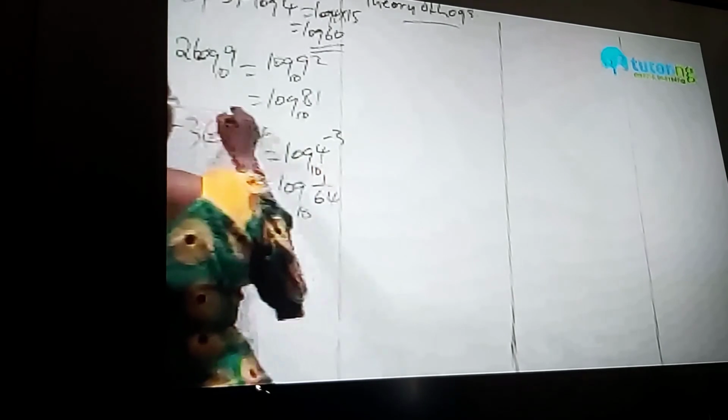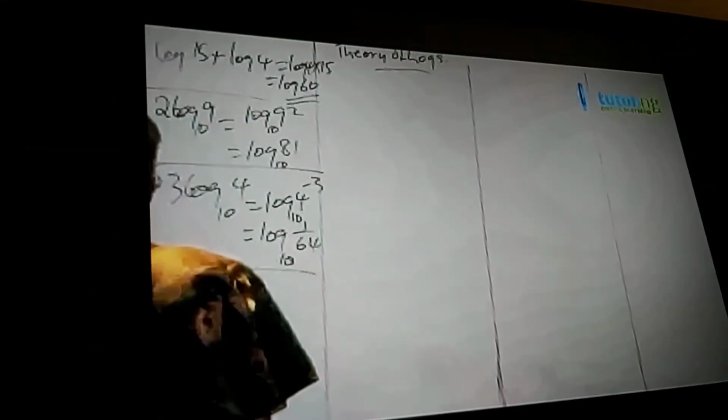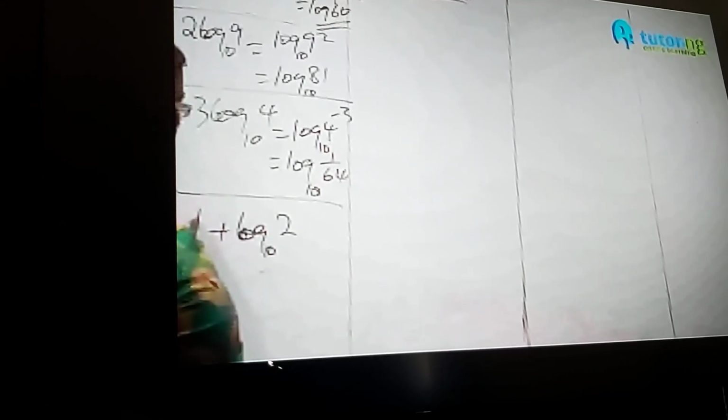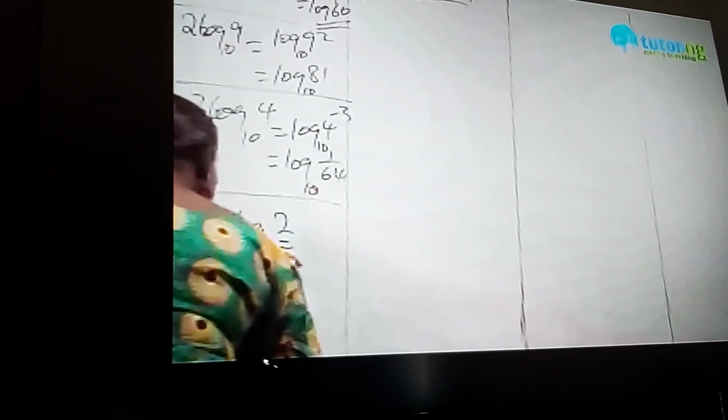1 plus log base 10 of 2. The 1 is telling you that if a log of a number in base 10 is 1, then the power of 10 is 1. If a power of 10 is 1, what number is it? 10. So this is again log base 10 of 10 plus log base 10 of 2, and plus means multiplication, so that will be log base 10 of 2 times 10, which is 20.